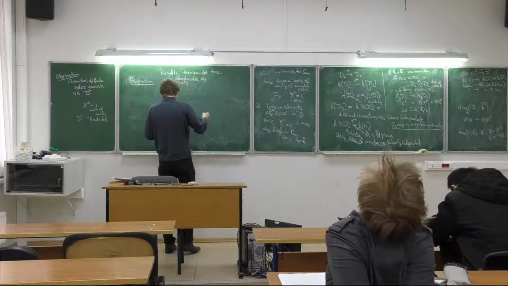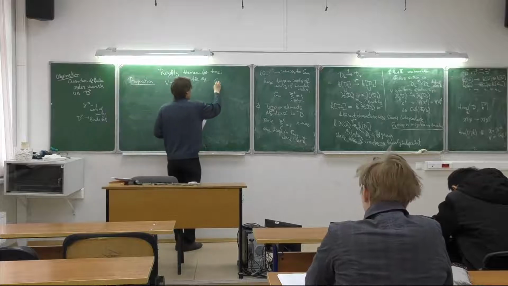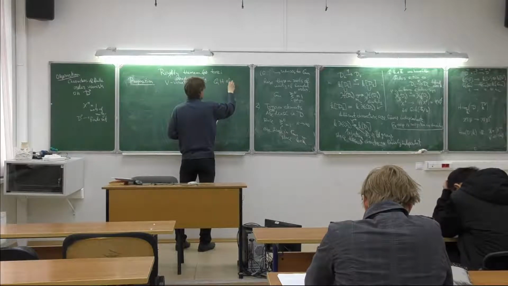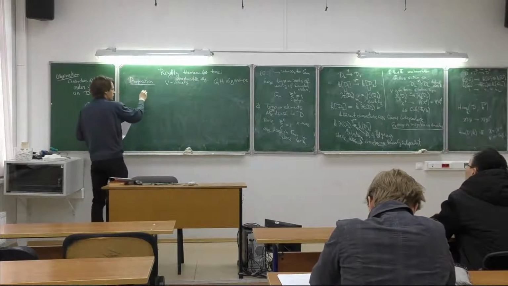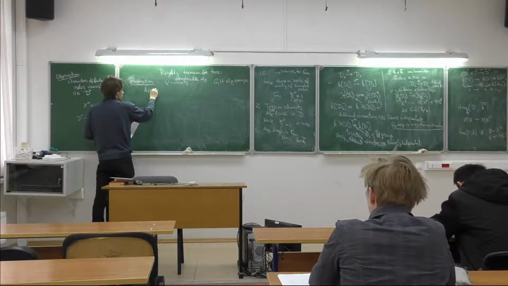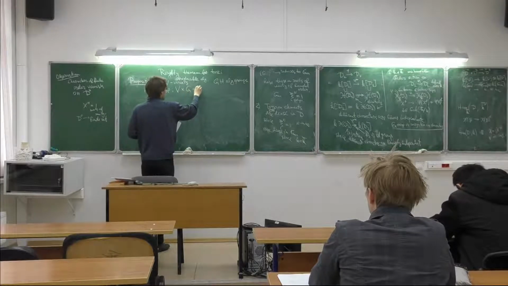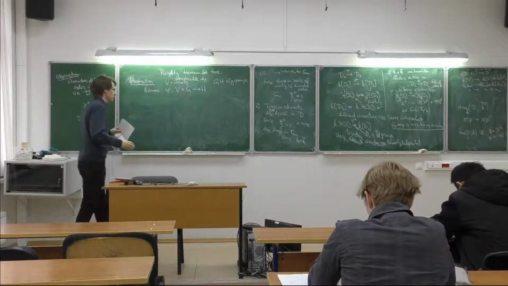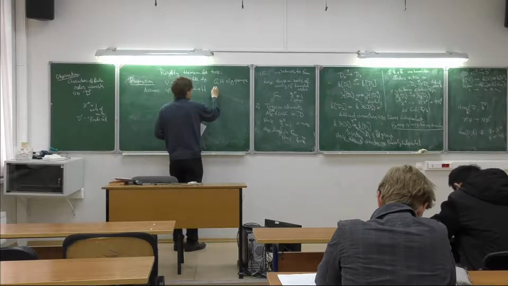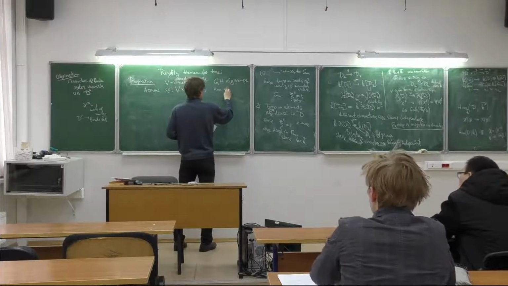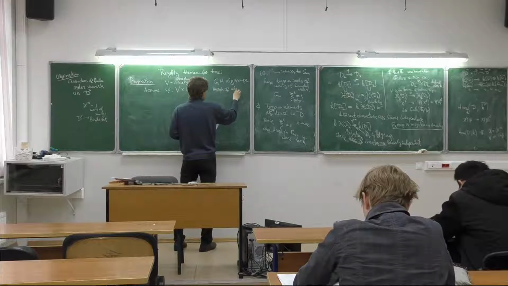So just assume that we have a map. So G and H are algebraic groups. So assume that phi is a map from V to G to H. This is some homomorphism of algebraic varieties, or morphism of algebraic varieties.